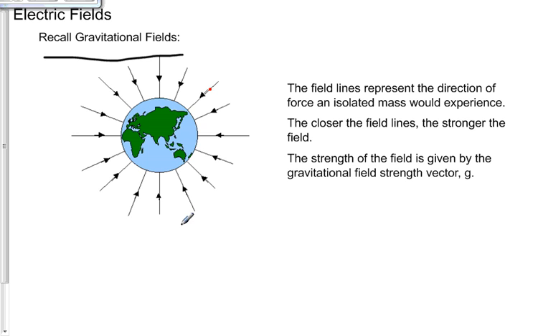Or if I have an object traveling in like this, at any point along here it's going to feel a force in that direction. So the path of this object would be somewhat curved, probably more along this sort of path here. And remember, in our diagram, the closer the field lines are together, the stronger the field. We can report this gravitational field strength by using the vector g. So there's our quick recall of what a gravitational field is.